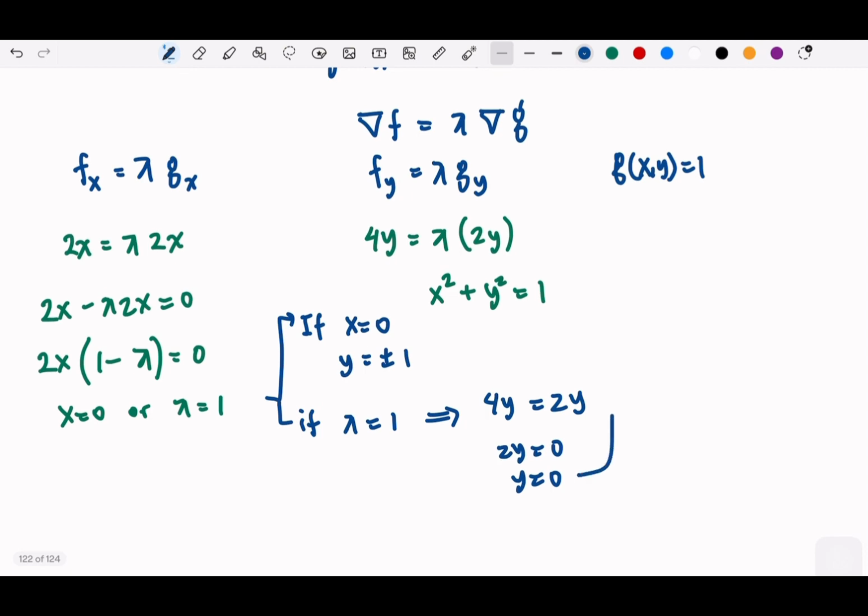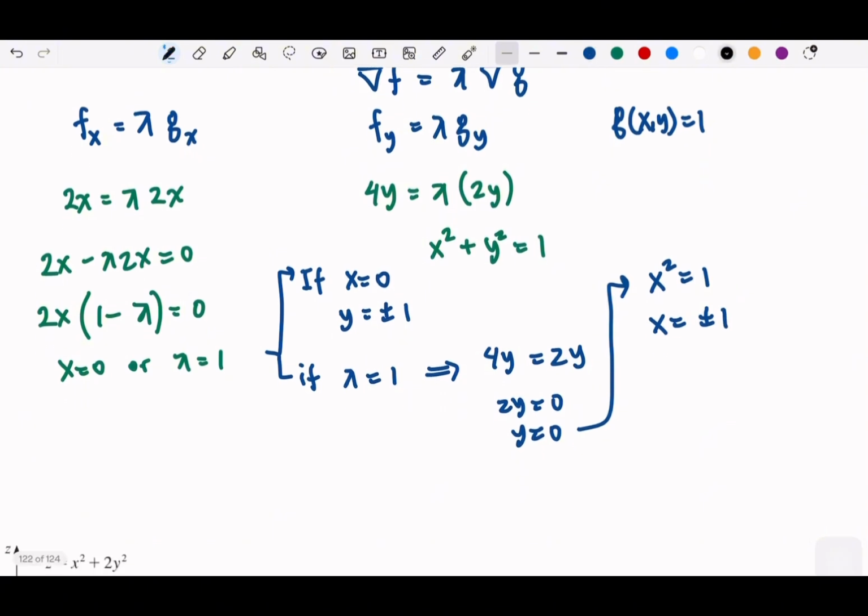And when y is 0, x squared will be equal to 1, so x will be plus minus 1. Okay, so we have some pairs, and we can write all of that. We can write 0, 1 and 0, -1. That's from here. And this one is 1, 0 and then -1, 0. Okay, so we have 4 points.